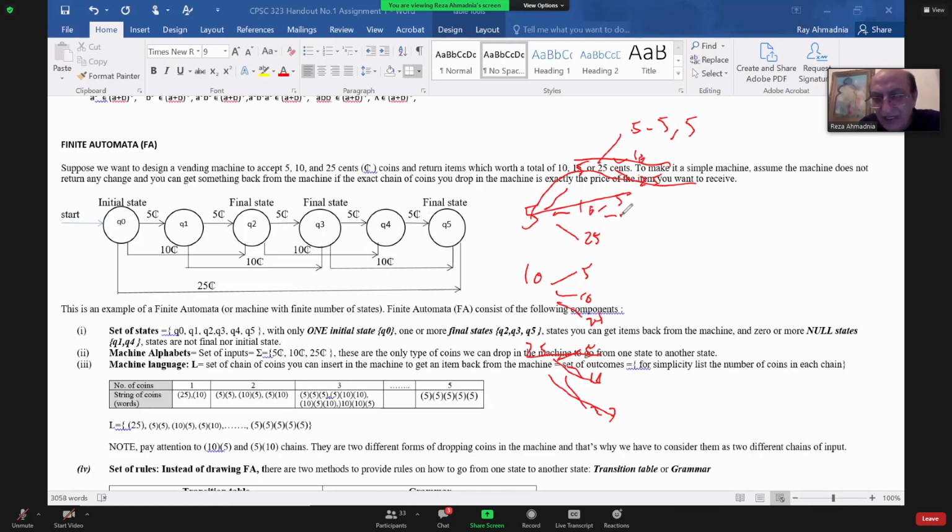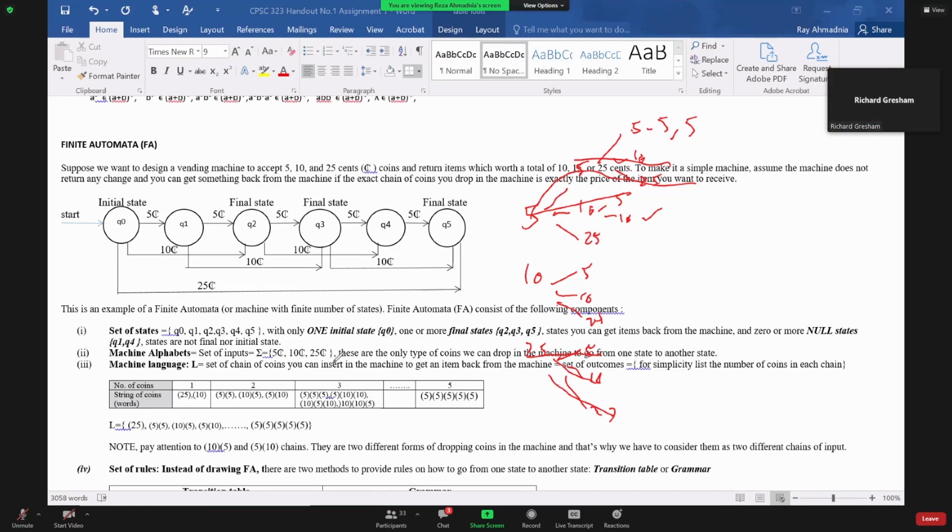5, 10, 10 is good. 5, 10, 10 is 25. I end up here. So this is good. This is good. So that's how you can find all the strings of 3 coins you can drop in the machine and end up at a final state here.